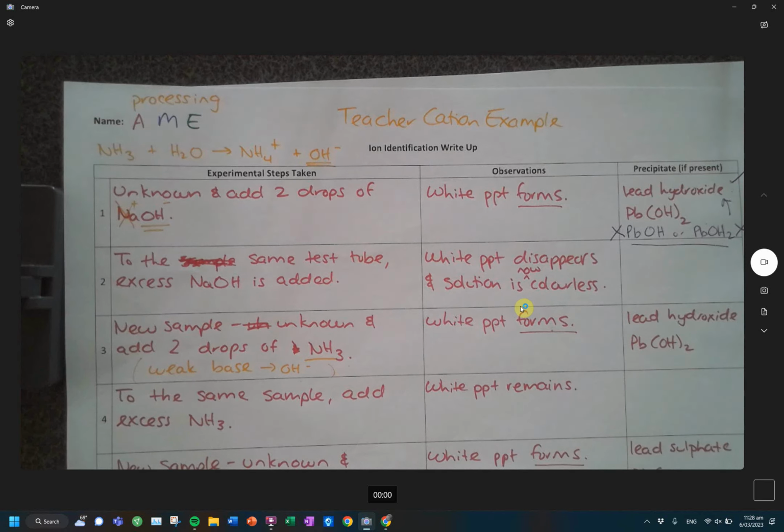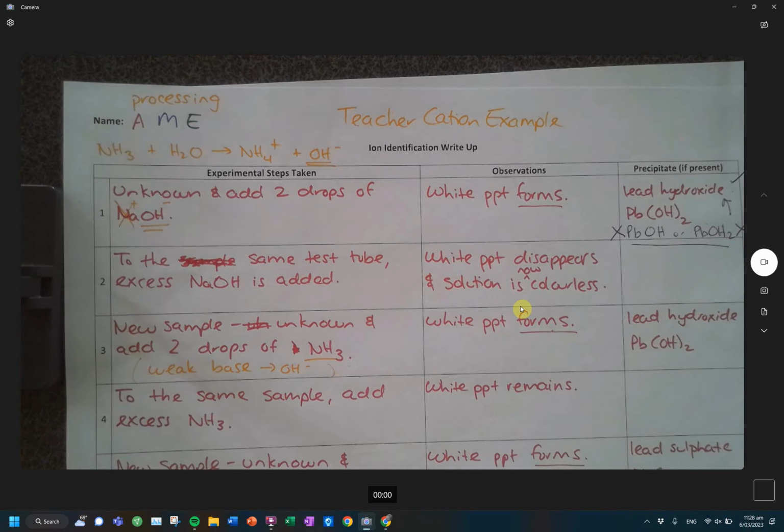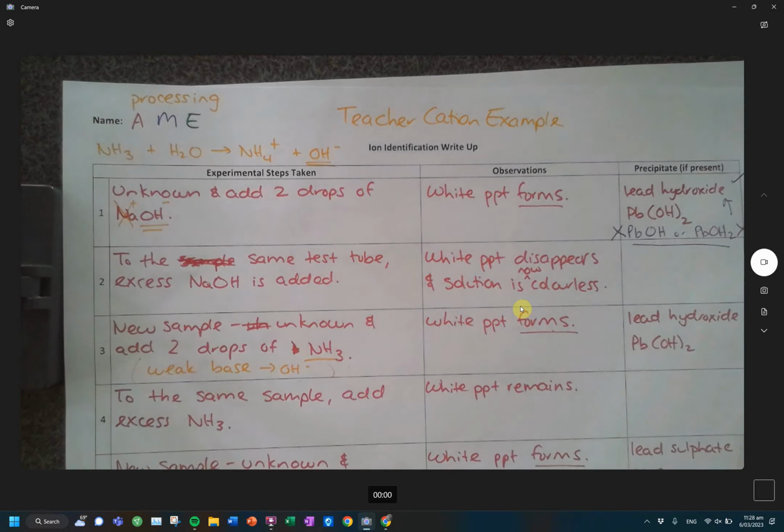Okay. So next thing I need to do for the merit then is I need to link my observations and explain the process of my identification. So this is where we're starting to do our justification components.